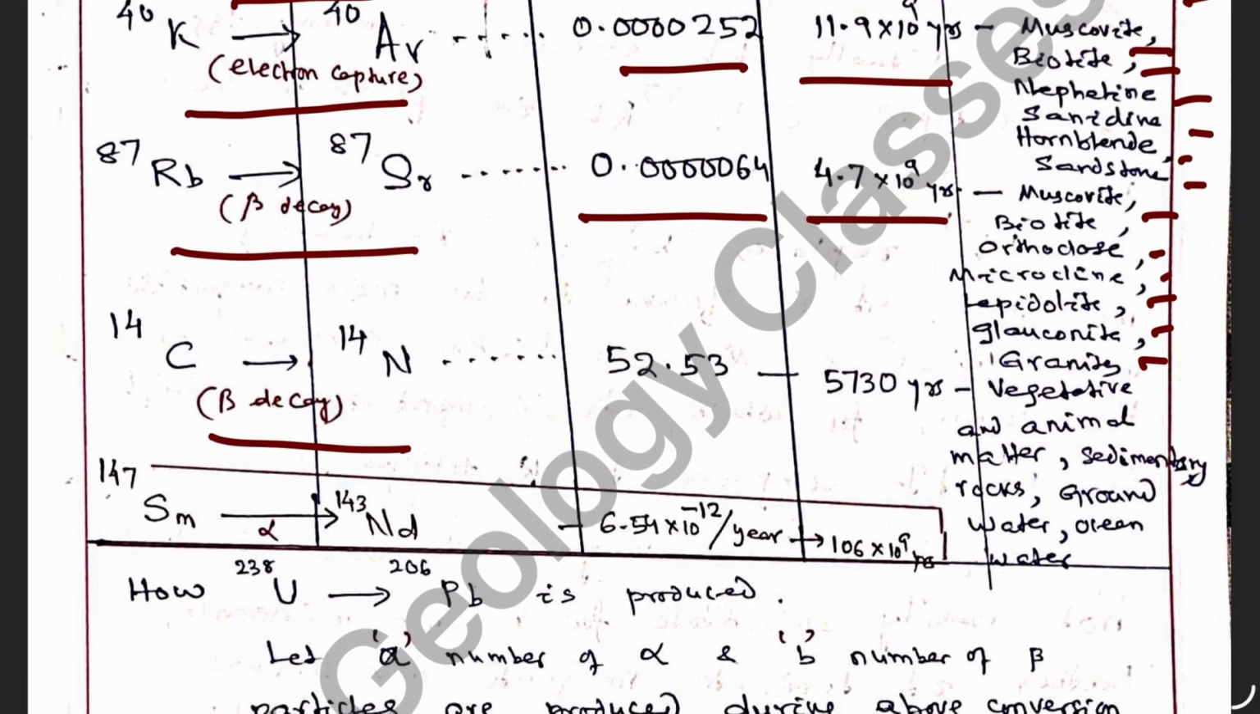Similarly, carbon-14 changes to nitrogen-14 through beta decay. Its decay constant is 52.53. Half-life period is 5730 years. And it is found in vegetative matter, animal matter, sedimentary rocks, groundwater, oceanic water. So carbon-14 and nitrogen-14 are found in these environments: sedimentary rocks, groundwater, vegetative matter, animal matter.